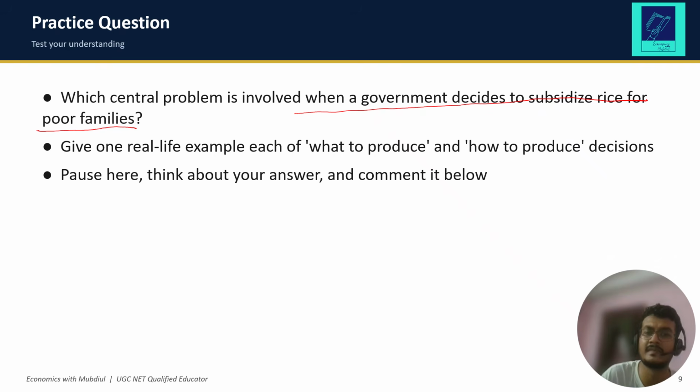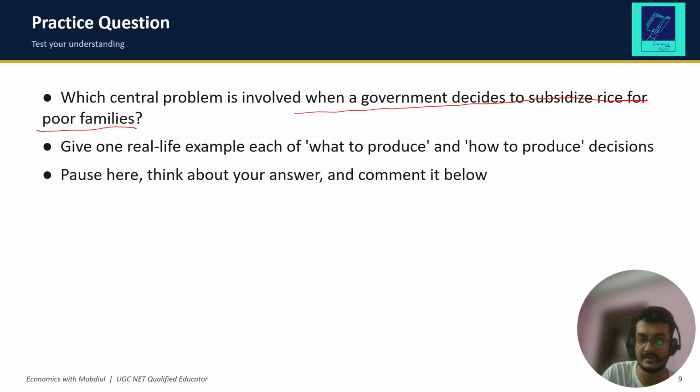What is the government deciding here? Is it deciding what to produce? No. The rice has already been produced. Is it deciding how to produce? No. The production method has already been chosen. So what's left? The government is deciding who should receive the rice at a lower price. That is the for whom to produce problem, because this question is about distribution.